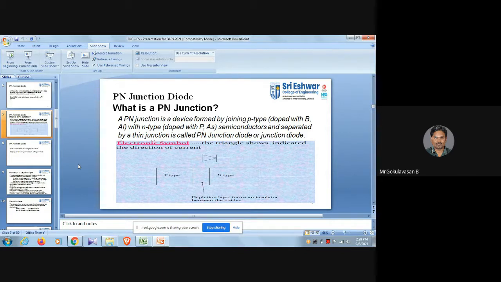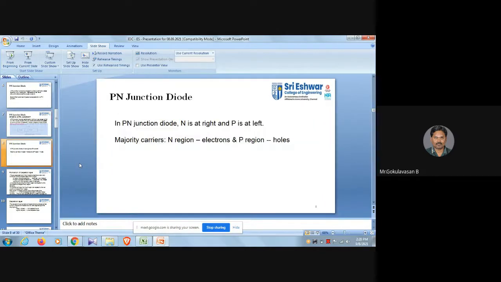You can see, as far as the size of p-type is concerned, it is moderate. N-type, its width is large, and the junction or the depletion layer is shown in between N-type and p-type. It will act as the insulator between p-type and N-type material. So in a PN junction diode, N is at right and P is at left. Majority carriers of the N region will be electrons, and for the P region it will be holes.